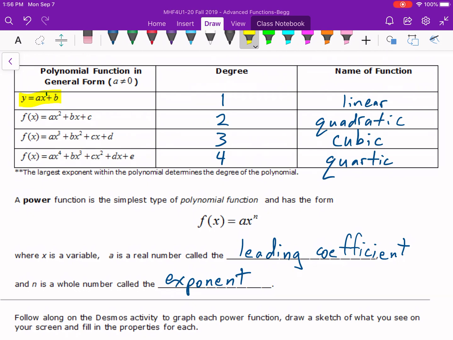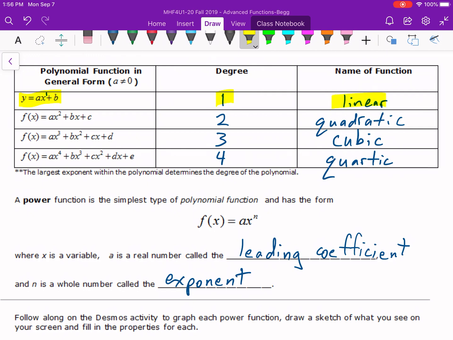What's the degree? Remember, the degree is the largest exponent within the polynomial, and it has to be in standard form. So in this case, these are all in standard form. The first one is degree 1. The largest exponent is the 1 that's assumed to be on the x, even though I've handwritten it in, and you don't see it there unless you write it in yourself. It's a degree 1, right?